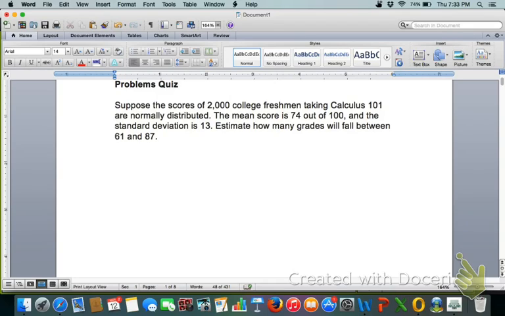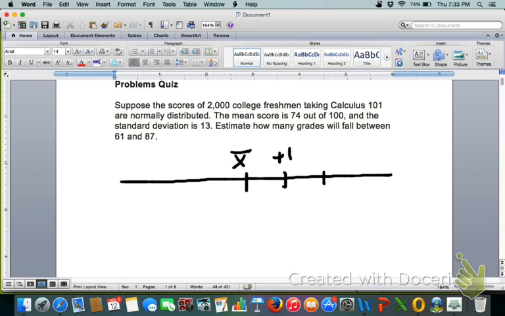So here it says, suppose the scores of 2,000 college freshmen taking Calculus 101 are normally distributed. The mean score is 74 out of 100 and the standard deviation is 13. Estimate how many grades will fall between 61 and 87. So I draw a makeshift curve. Then I have my mean, which will fall in the middle. This will be plus 1 standard deviation, plus 2, plus 3, and then to my left, minus 1, minus 2, and minus 3.